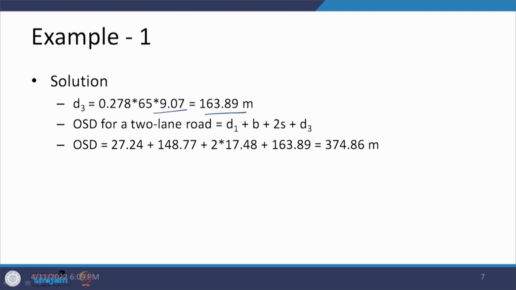So, what is going to be the OSD here? The d1 which is 27.24, b which is 148.77, 2 times s, where s was calculated as 17.48, and d3 163.89. Finally, this is the distance which needs to be there, roughly 375 meters as OSD for this 2-lane 2-way road for a speed of 65 kilometers per hour.